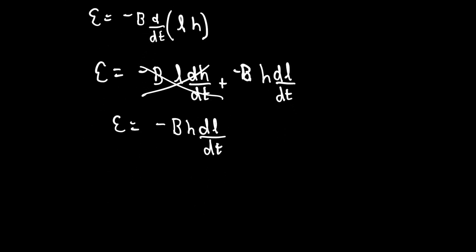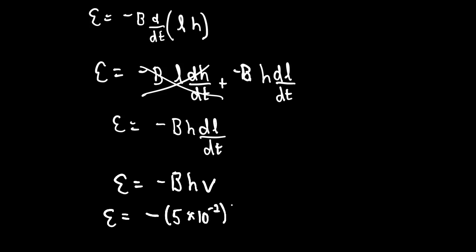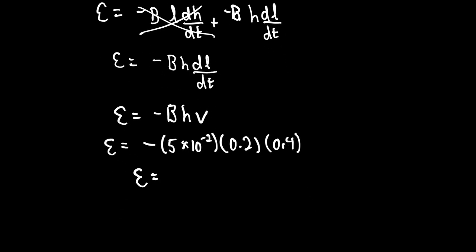dL/dt, that's a change in position over a change in time. What is that from physics 1? Velocity. EMF is negative B times H times V. So EMF is negative B, which is 5 times 10 to the negative 2, times H, which is 0.2, times V, which is 0.4, to find that the EMF is 4 times 10 to the negative 3.